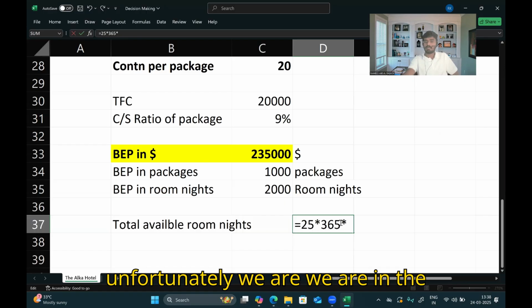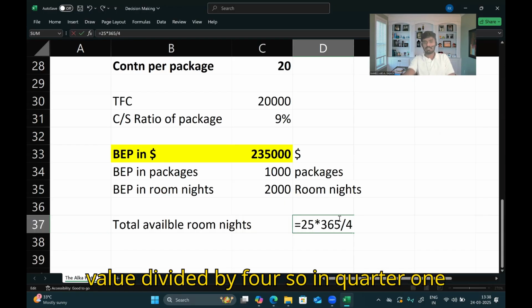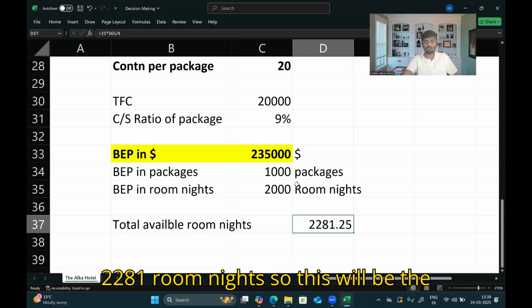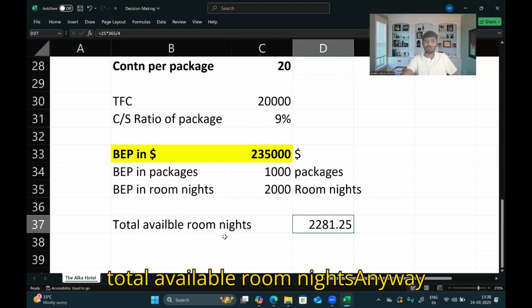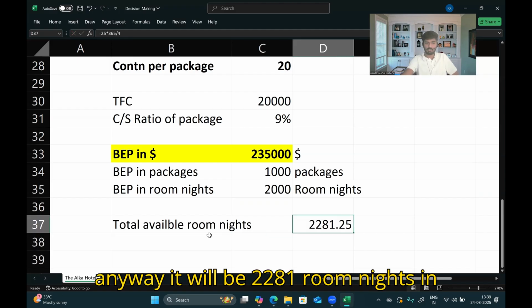Unfortunately, we are in the Q1 only. So we need to calculate for Q1. We can divide this value by 4. So in Q1, there will be 2,281 room nights. This will be the total available room nights. Anyway, it will be 2,281 room nights in Q1.